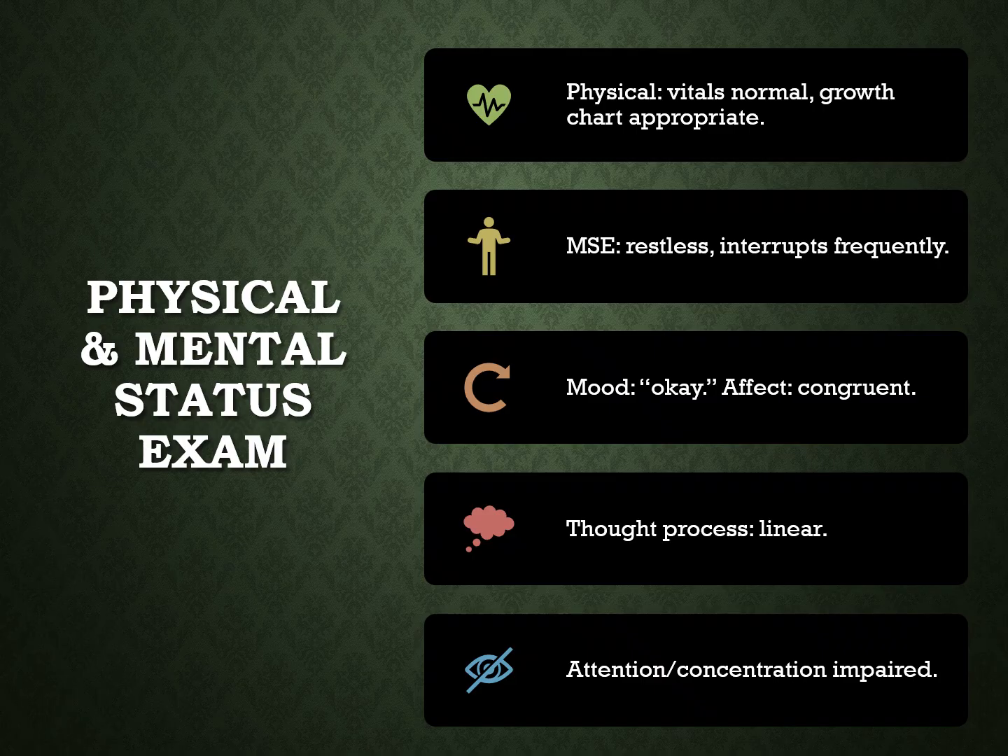On physical exam, JM's vitals and growth charts are within normal limits. His neurological exam is non-focal. On mental status exam, he appears restless and interrupts frequently. His mood is okay, with congruent affect. His thought process is linear, and there are no hallucinations or delusions. Importantly, his attention and concentration are impaired, which is consistent with his presenting complaints.